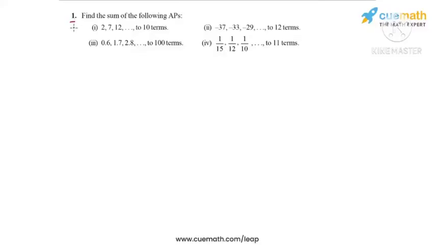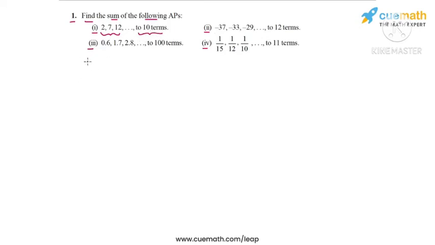In question 1 of this exercise, we have to find the sum of the following APs. So we are given 4 APs, and for each AP we are given the first 3 terms, and we have to find the sum of that AP up to the specified number of terms.